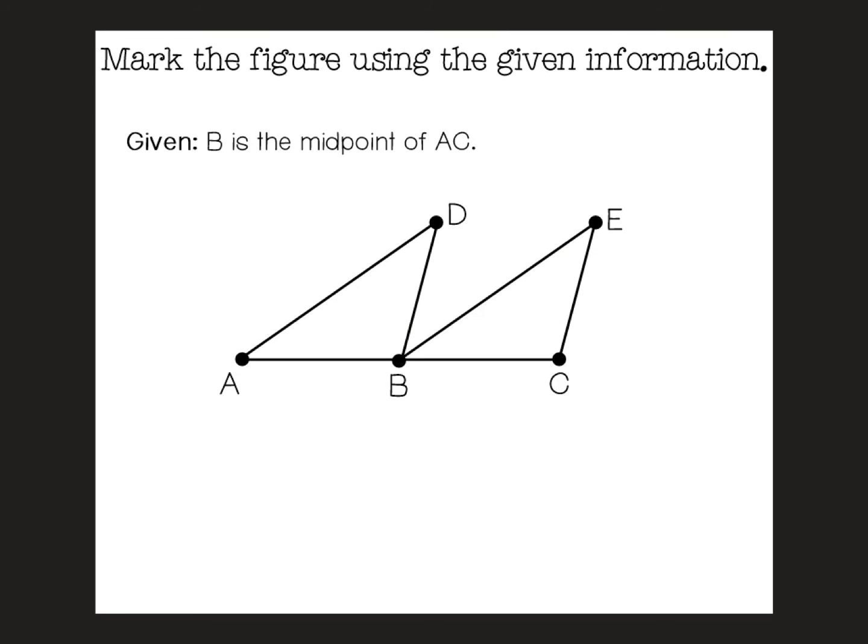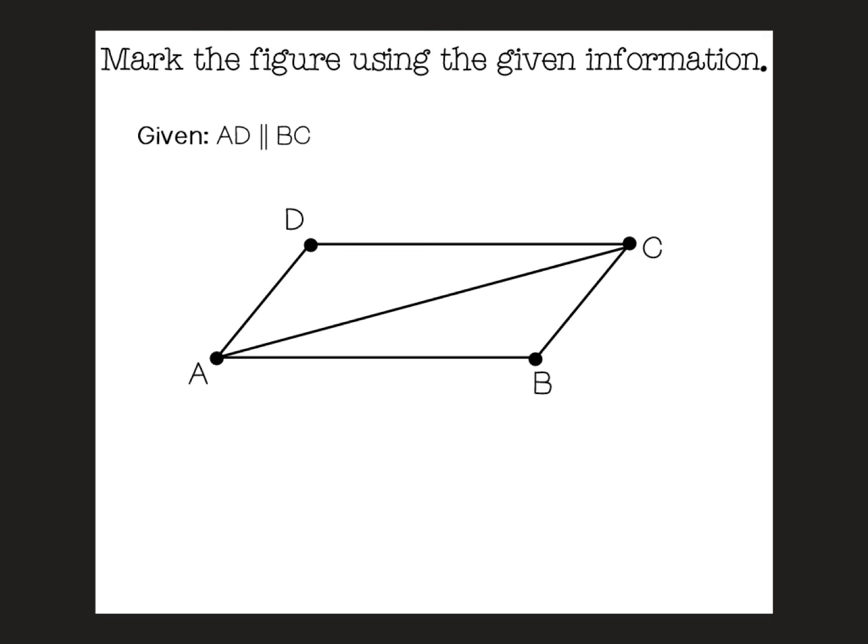The next one says B is the midpoint of AC. So remember, midpoint means right in the middle. And so what that means is each half is the same length. So here's AC. B is right in the middle. So that tells us that AB is the exact same as BC.